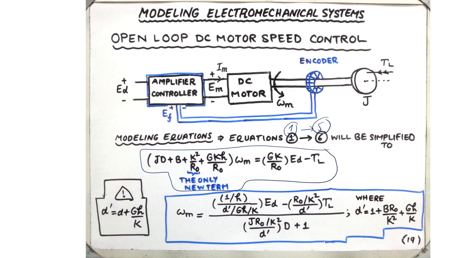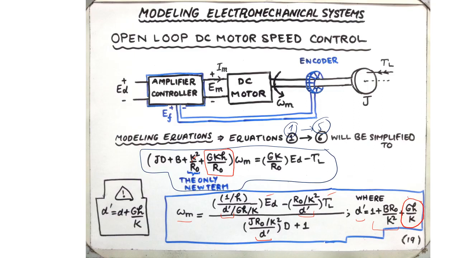The final expression adds only one new term, which is not this term. This is not the new term over here. In fact, this is the new term which has been added to the left hand side, GKH divided by R naught. As a consequence of this addition, the final expression that relates the motor speed with the inputs ED and TL has one modification, that is the common denominator now changes to D prime, and D prime is just 1 plus BR naught divided by K squared, which is same as before, plus this new term.